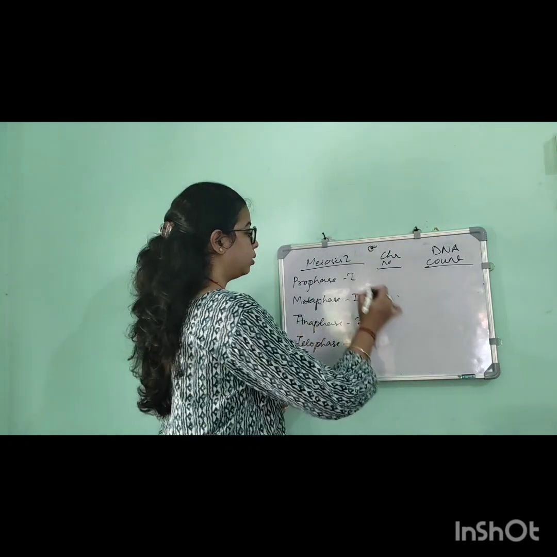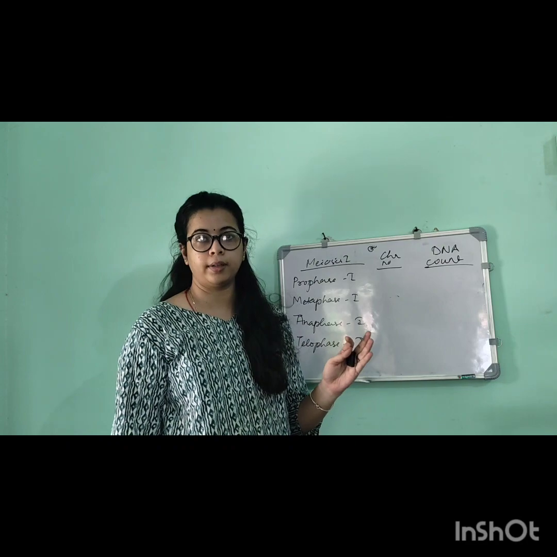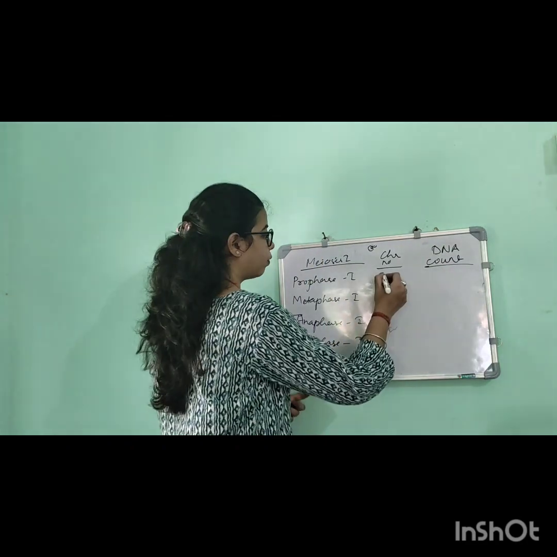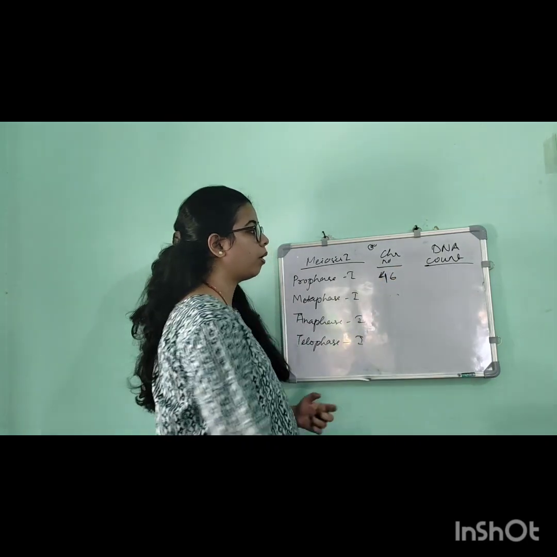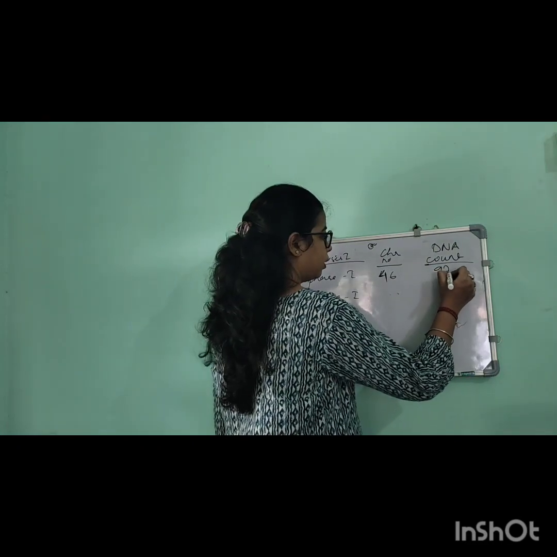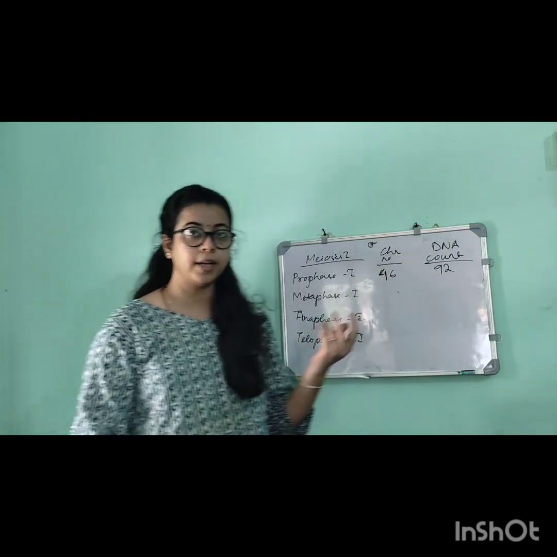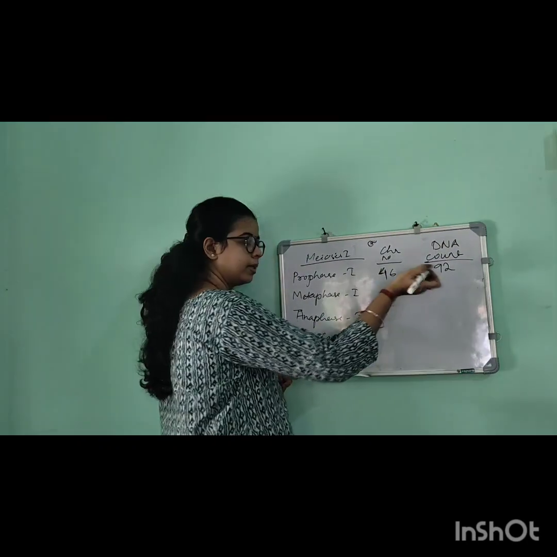So in prophase 1, no reduction, no division has occurred yet. So the chromosome number will also remain the same, that is 46. And if you want to know, the total DNA count will remain 92. Okay, 92 is the DNA count, because the DNA duplication has already occurred. If you double it, that is the DNA count.